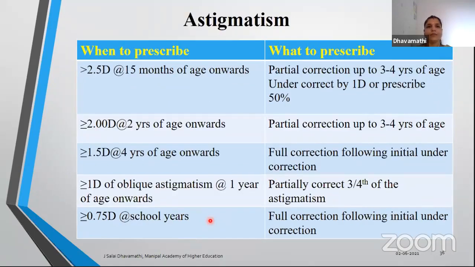Next, astigmatism at 15 months of age. If it is greater than 2.5 diopters, depending on the age, you have to give a partial correction, and every 6 months you have to monitor the child after prescribing the correction. Greater than 2 diopters at 2 years of age onwards, give a partial correction up to 3 to 4 years of age, and greater than 1.5 diopters at 4 years of age, full correction following the initial undercorrection. If there is an oblique astigmatism, you have to partially correct 3/4 of the astigmatism, and for school going children, it is full correction.